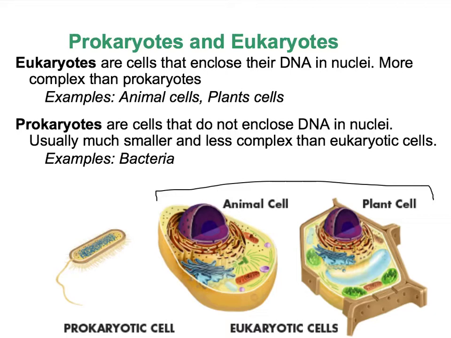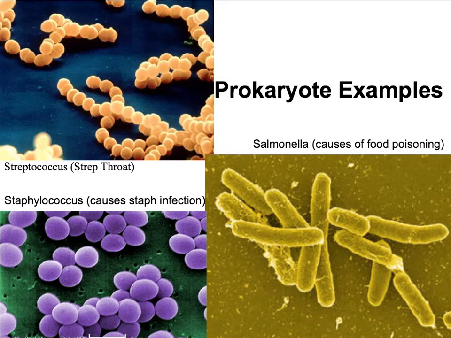And then prokaryotes are cells that do not enclose their DNA in a nucleus. So that would be this little bacteria cell down at the bottom here. They're usually much smaller and less complex than eukaryotic cells. As you can see, it doesn't have quite so many organelles. It doesn't have a nucleus. Its DNA is just kind of spread around in the cytoplasm down here.